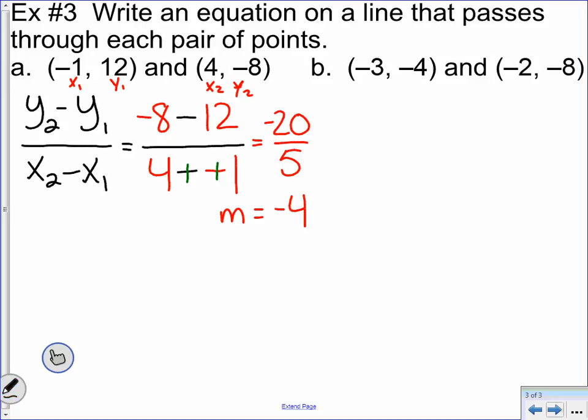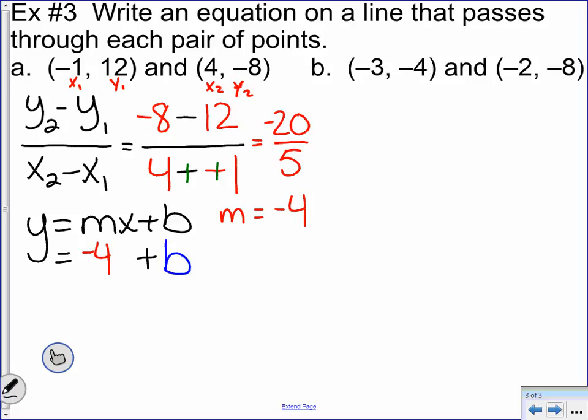Now I can use that slope in my formula, mx plus b. I'll put the negative 4 where the m goes. And remember, I'm still solving for b. But I only need 1 point. So I have 2 to choose from. So you just decide which numbers you'd like to work with. Do you want to work with negative 1 and 12 or 4 and negative 8? Most people choose the smaller number, and 8 and 4 is smaller than 12. So I'll go with that one. So I'll put negative 8 for y, and I'll put 4 for x.